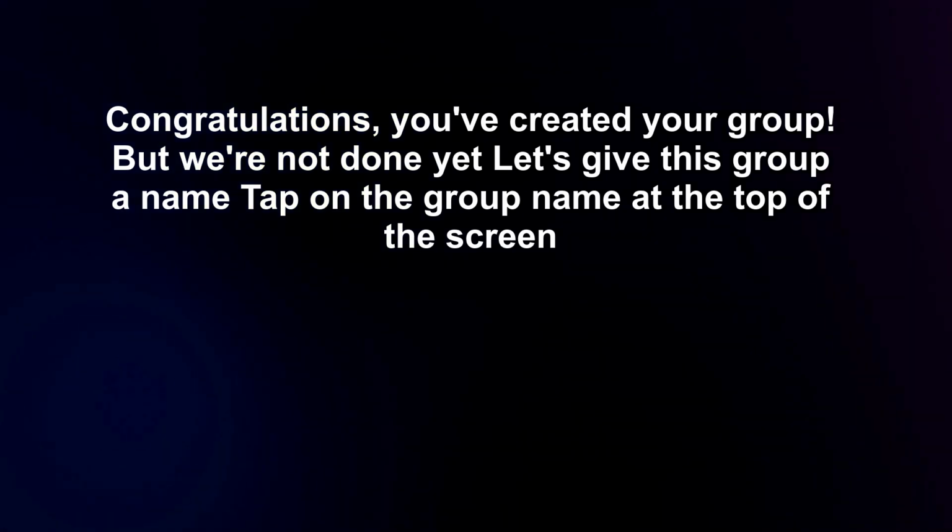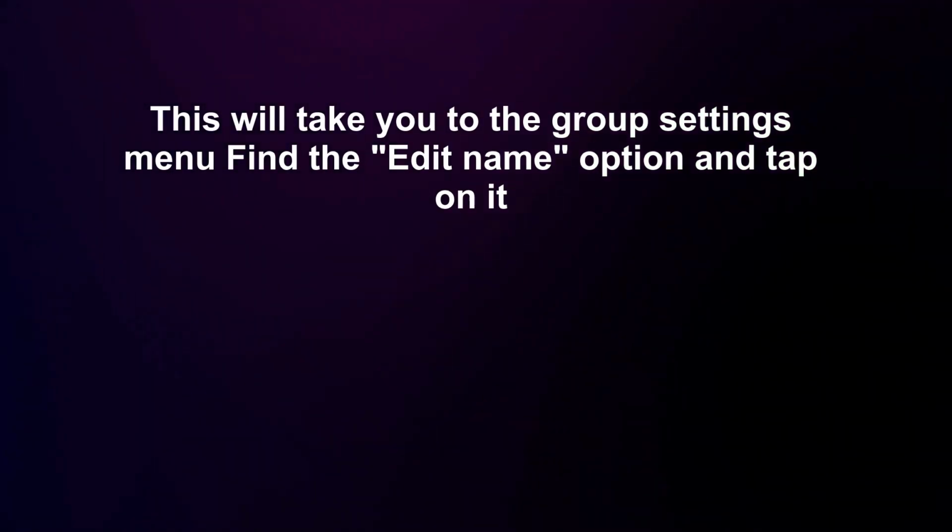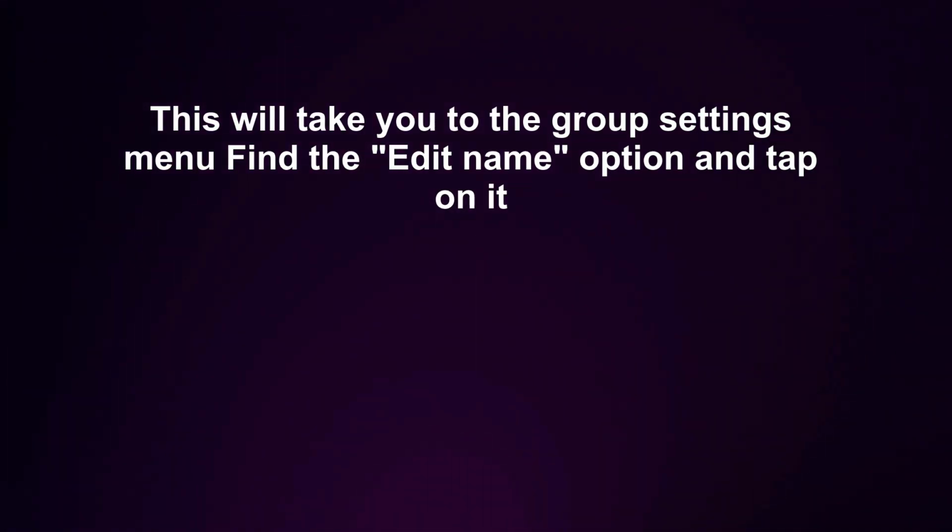Let's give this group a name. Tap on the group name at the top of the screen. This will take you to the group settings menu. Find the edit name option and tap on it.